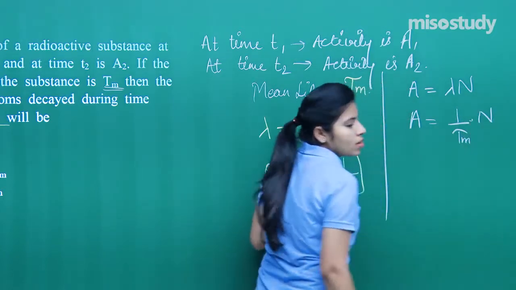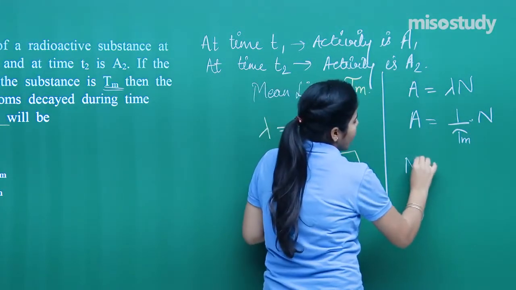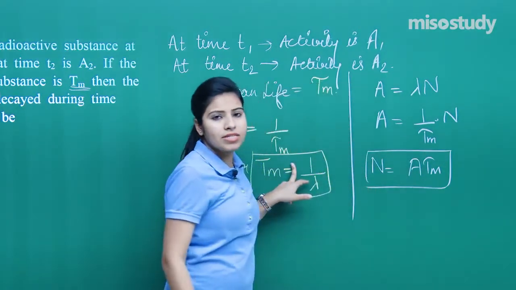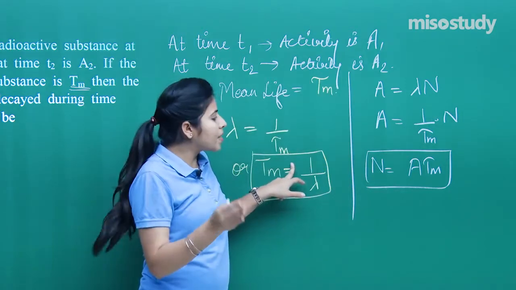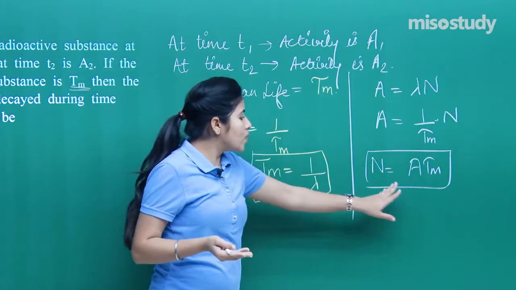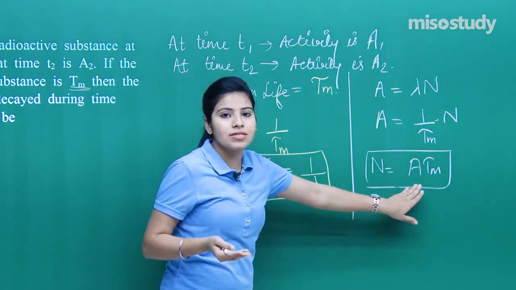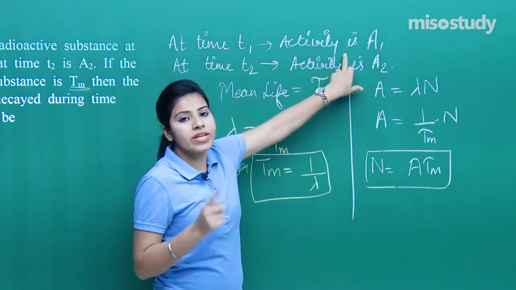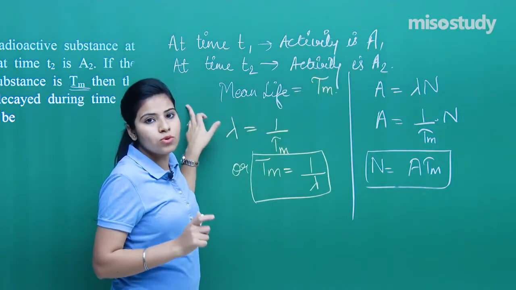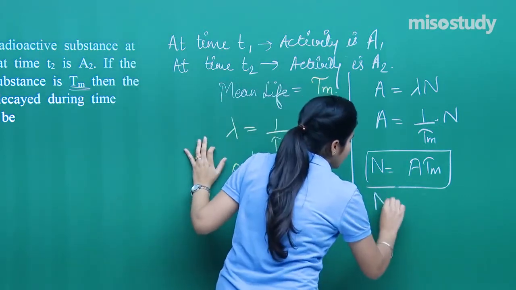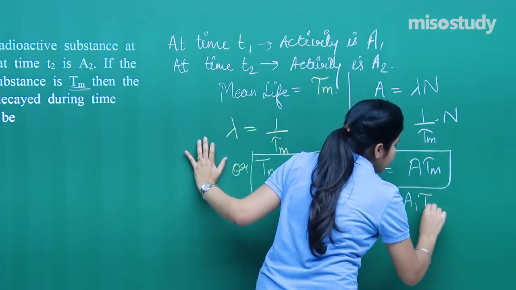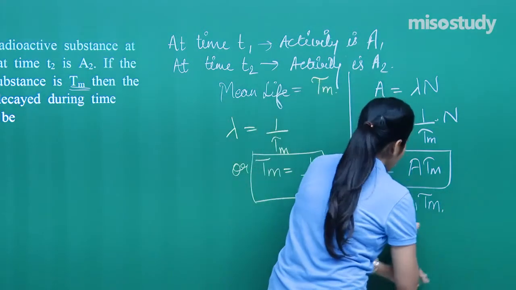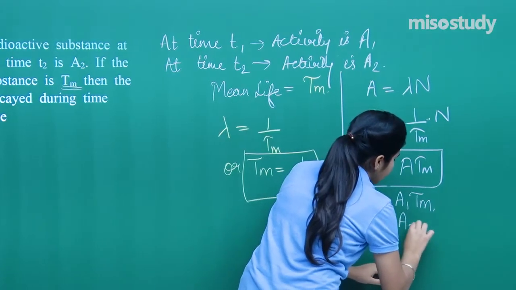So let me convert it into the form of lambda into n. Now from here, your n will become A into Tm, isn't it? It's just a simple thing, you are just making the formula in another way. So we have written n equals A into Tm, where Tm is the mean life. Now we have been given the activity as A1 for time T1, A2 for time T2. So your N1 will be A1 into Tm. Mean life will remain the same, so N2 will be A2 into Tm.